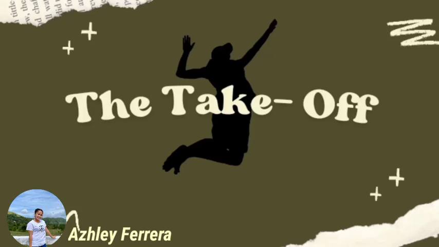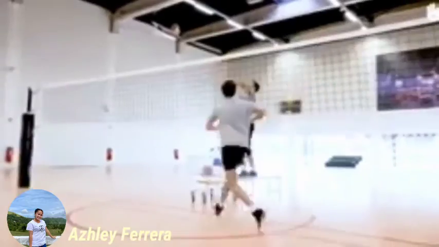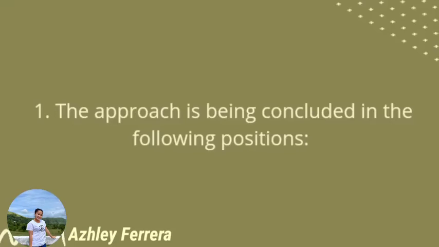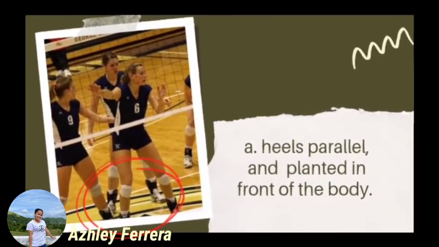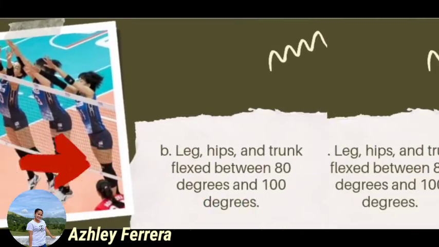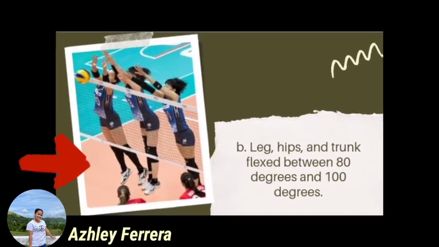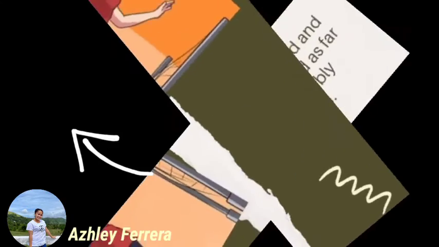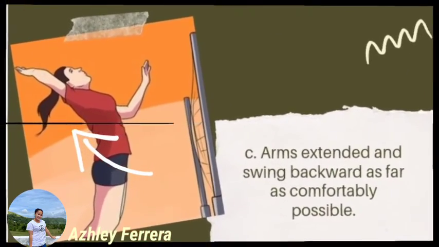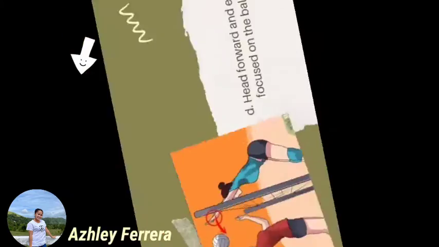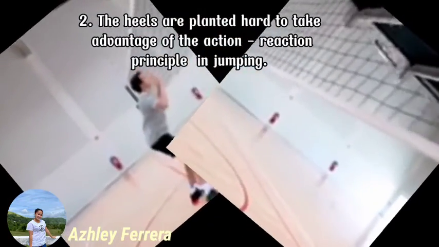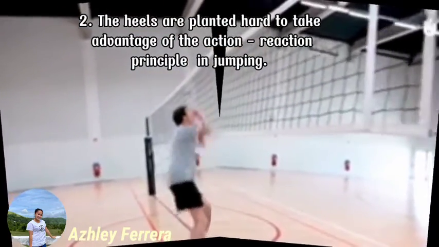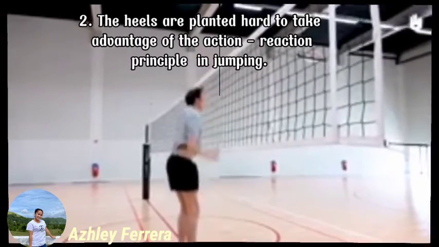Next, we have the takeoff. The approach is being concluded in the following positions. A. Heels parallel and planted in front of the body. B. Legs, hips, and trunk flex between 80 degrees and 100 degrees. C. Arms extended and swing backward as far as comfortably possible. D. Head forward and eyes focus on the ball. Second, the heels are planted hard to take advantage of the action-reaction principle in jumping.